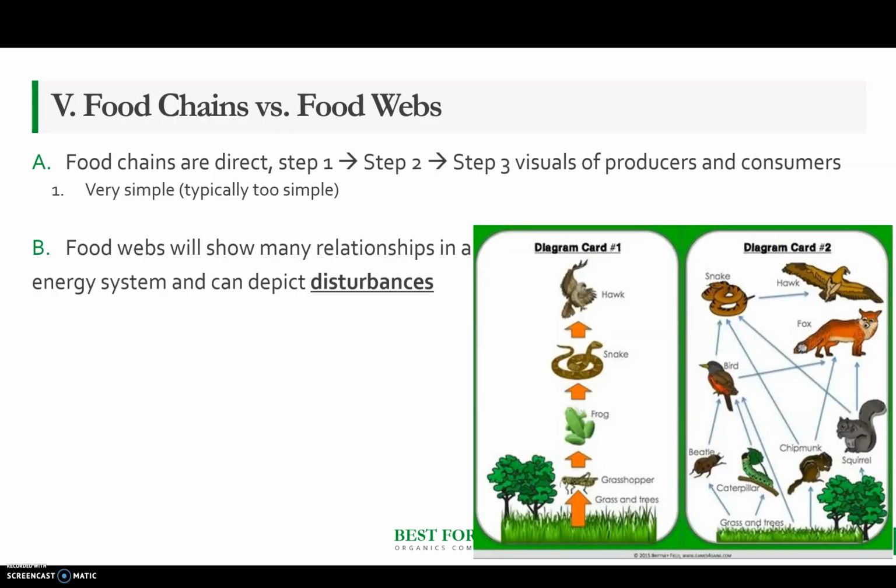Food chains versus food webs. Food chains are shown here on the left. It is very direct, and typically it is a too simple way to see what organisms are consuming what other organisms.